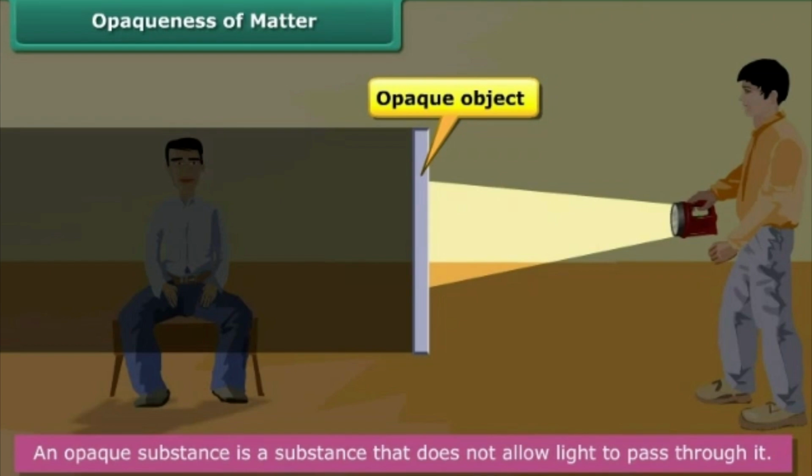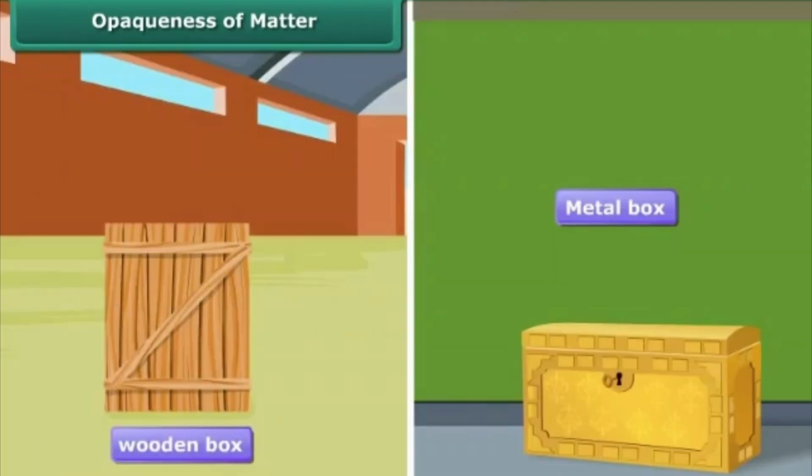It does not absorb light. Instead, it reflects light back. Hence, we cannot see things through an opaque substance. For example, we cannot say what is kept in a closed wooden box or a metal container, as wood and metal are opaque.